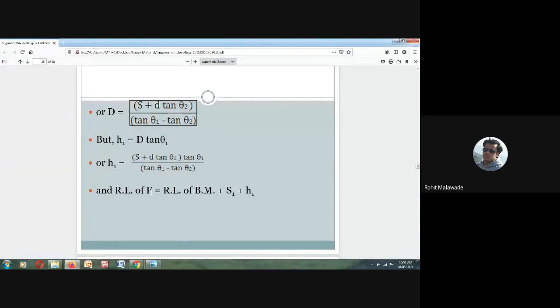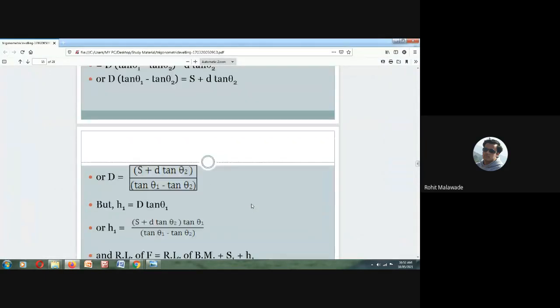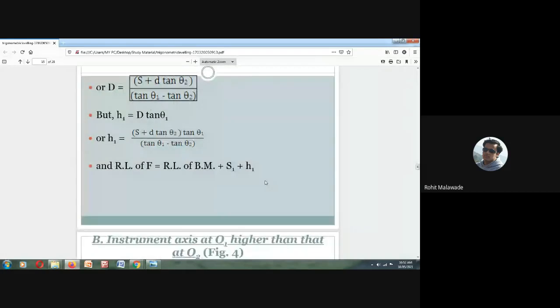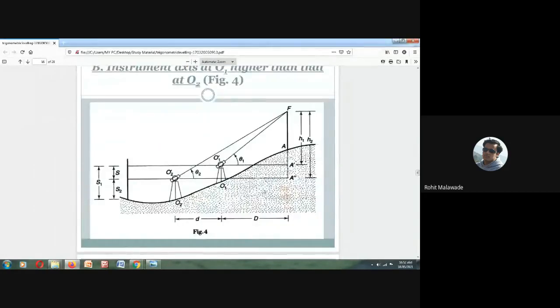So for the overall height, the RL can be given as the RL of benchmark plus S1 plus H1. If we want the point F, it is the benchmark reading plus your S1 reading plus H1 reading. So this is how we will be solving the problem.